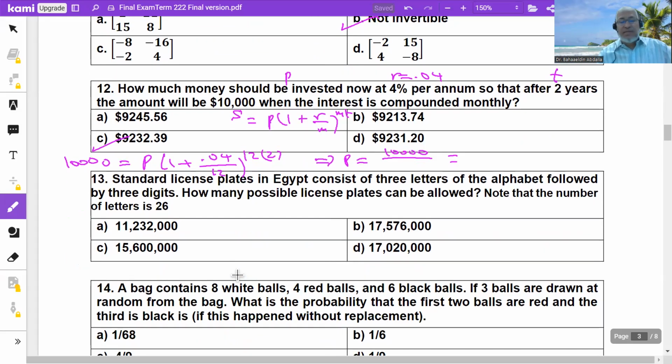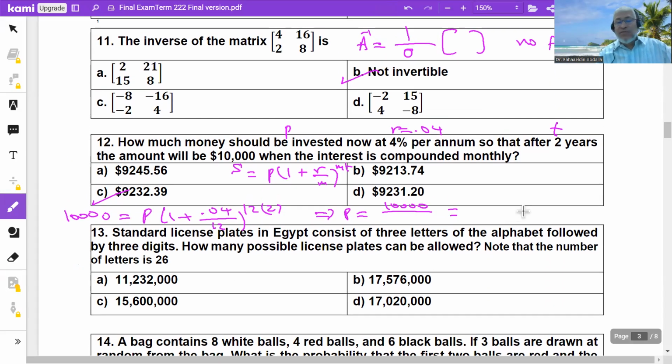Standard license plates in Egypt consist of 3 letters of the alphabet followed by 3 digits. So we have 3 letters, 1, 2, 3, and we follow that by 3 numbers. How many possible license plates? We think like this. How many possibilities are there for the first character? It's a letter. How many letters are there? 26. What about the second? How many possibilities? Well, it's again 26.